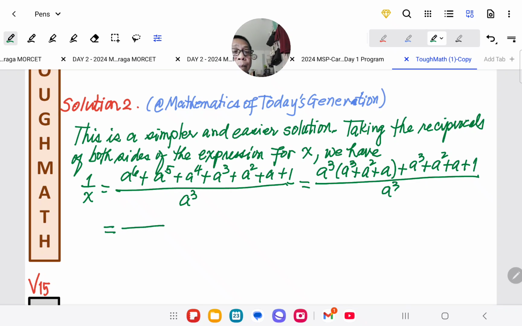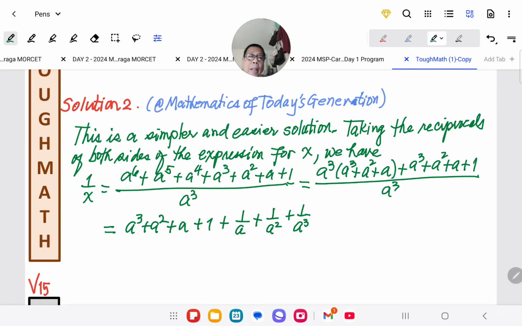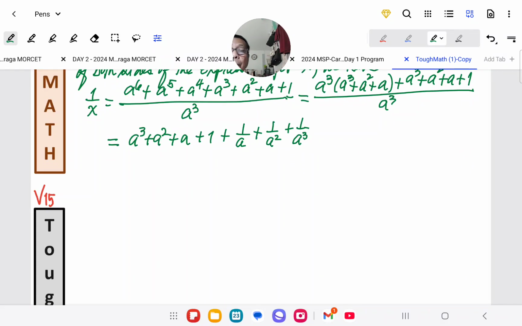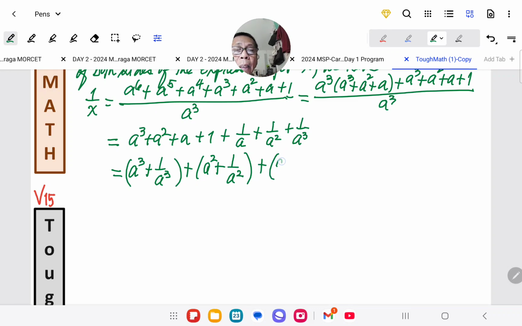And so we have a cubed plus a squared plus a plus 1 plus 1 over a plus 1 over a squared plus 1 over a cubed, which is equal to a cubed plus 1 over a cubed plus a squared plus 1 over a squared plus a plus 1 over a plus 1.